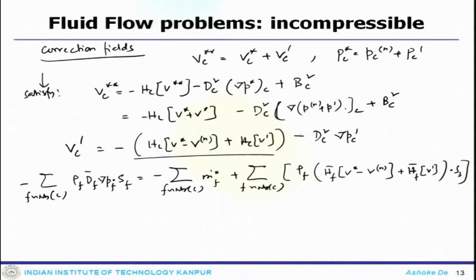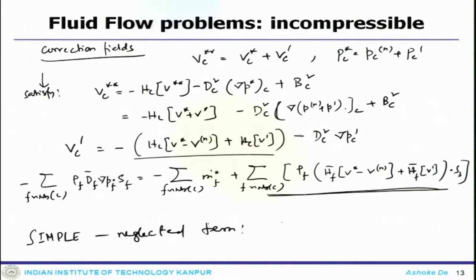Now, the underlined term here can be neglected, or typically this is neglected. The term neglected in the prime algorithm is much smaller than the term neglected in the simple algorithm. In the simple algorithm, the neglected term was H C V prime. This was not that small and can lead to a slower convergence rate, but in this prime algorithm this term is quite small compared to that, and neglecting it does not make too much of a difference and actually leads to better convergence.